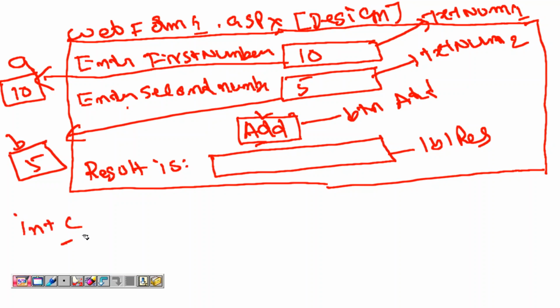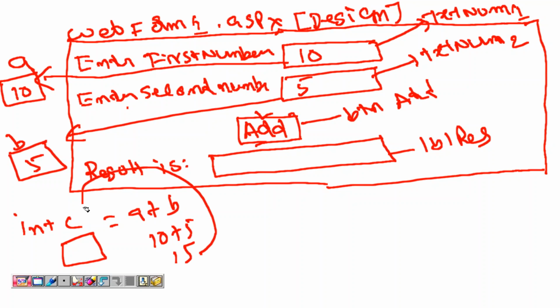C equal to A plus B. A plus B is what? 10 plus 5. 10 plus 5 is how much? 15. 15 you have to store into C. And that 15 you have to display within the label. Are you clear about the requirement, guys?